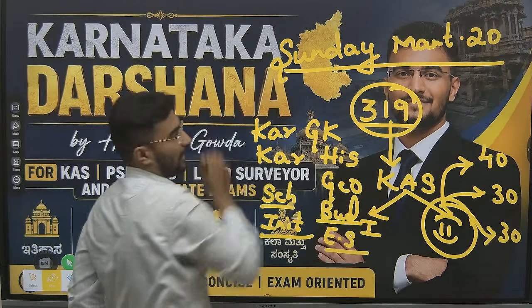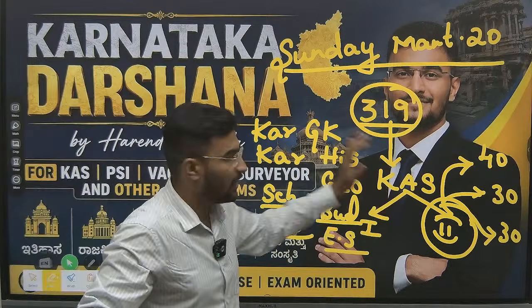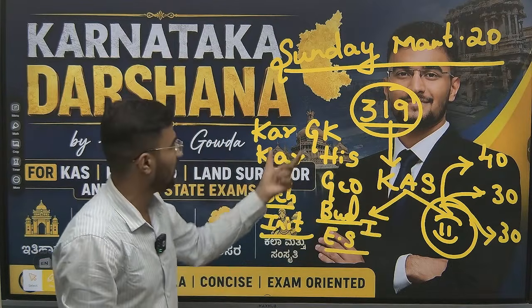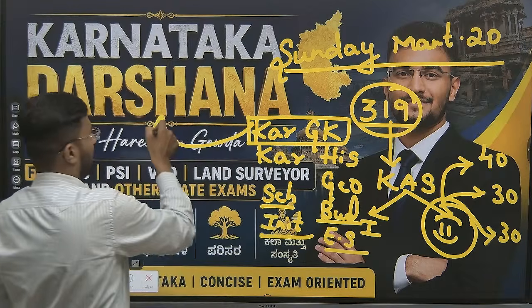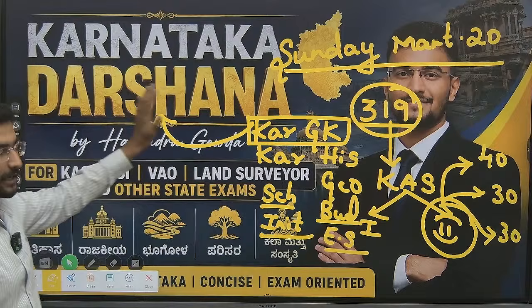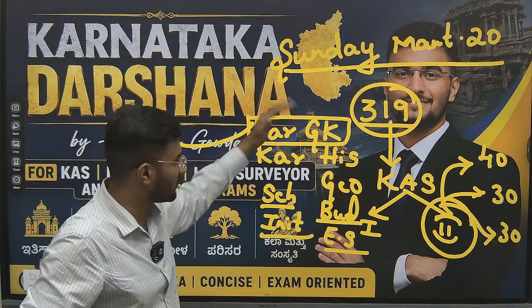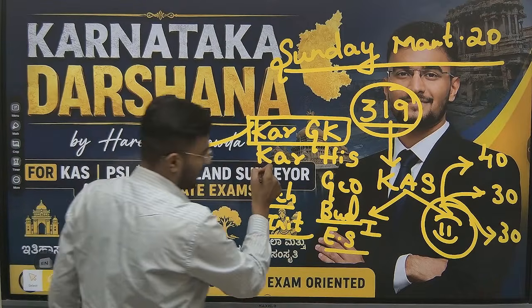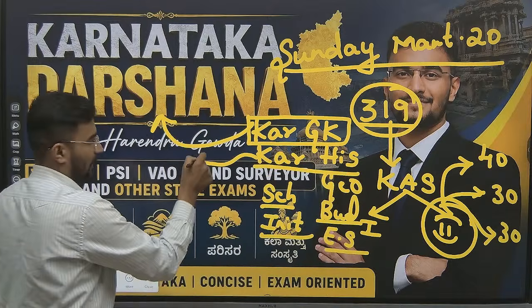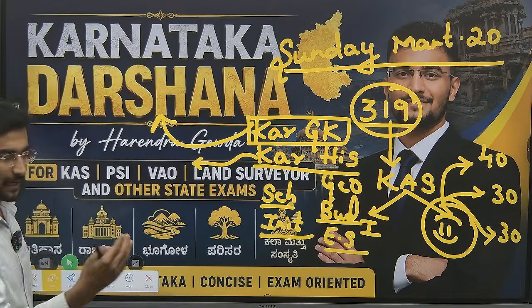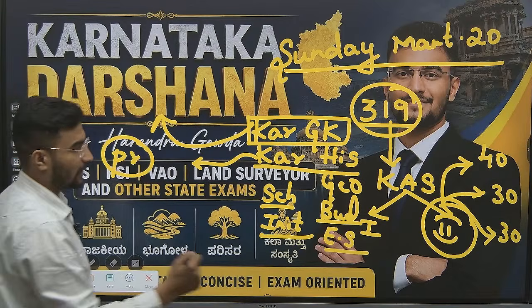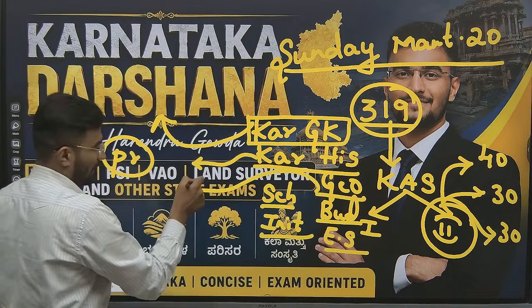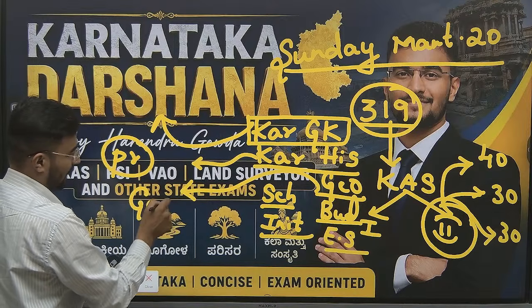Under this, the complete A to Z for our paper 2 is covered, which includes Karnataka GK. Today I'll be starting with Karnataka GK, and this we call Karnataka Darshana. This will be our first one. The second one is Karnataka history as a modular course, handled by Pradeep sir. The third one is Karnataka geography, which I'll be handling.